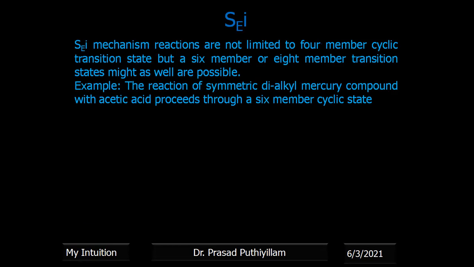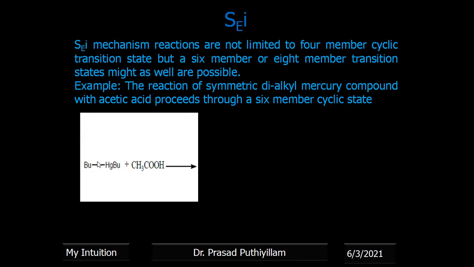For example, a symmetric dialkyl mercury compound reacts with acetic acid. Here symmetric means same, so the two alkyl groups on both sides of mercury are the same. I took the example of butyl as the alkyl group. Bu represents butyl. Butyl means 4 carbon atoms, that is CH3, CH2, CH2, CH2 connected to mercury, and the same on the other side. Two butyl groups are connected to mercury.